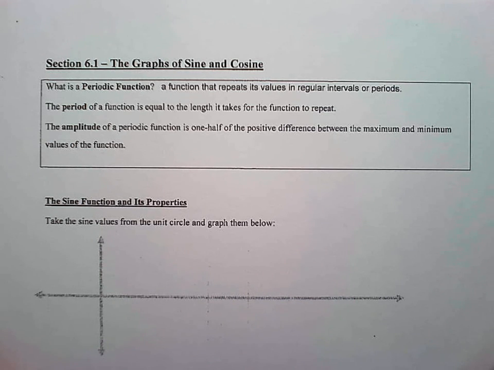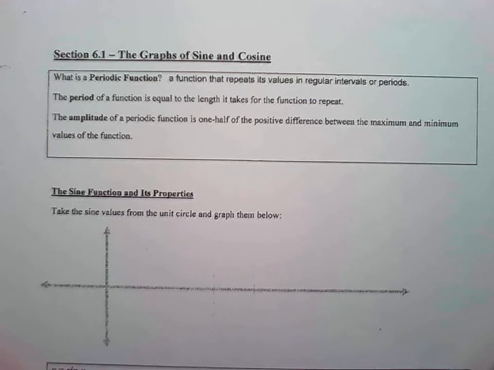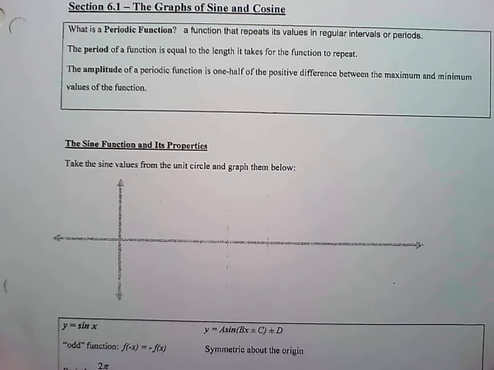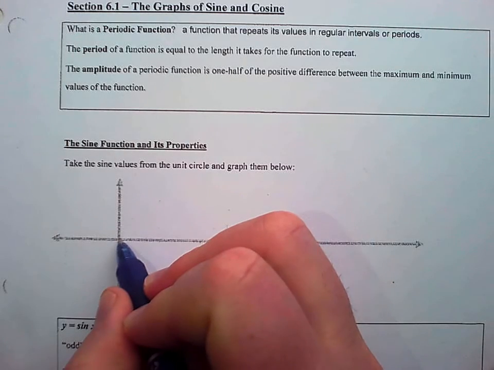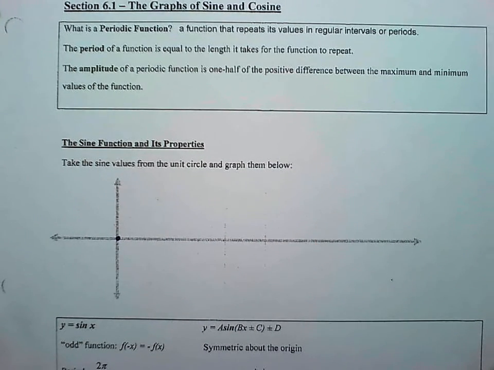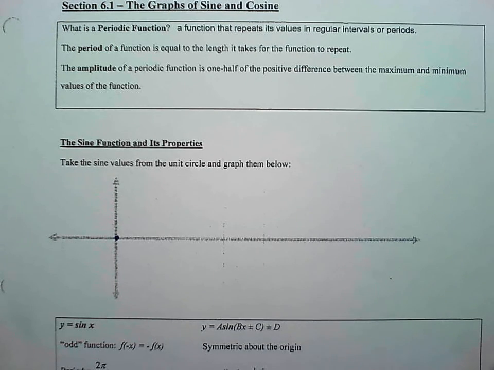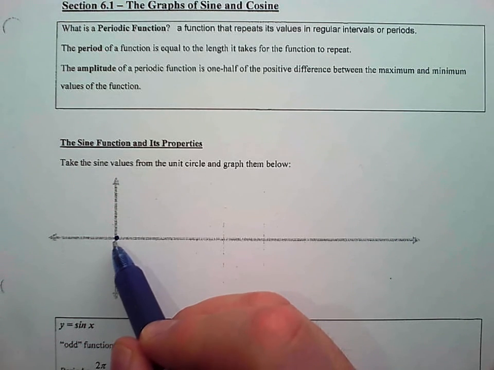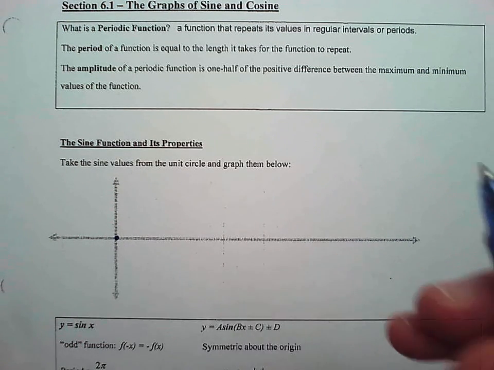So here, the sine function and its properties, it says take the sine values from the unit circle and graph them below. So the first thing that we want to do is plot some of the points that are going to be on our sine function. And the first thing that we need to do is, if we go back to our unit circle, we know that the sine function, when x, or the value that we're plugging into the sine function, is equal to 0, our sine function is also equal to 0.